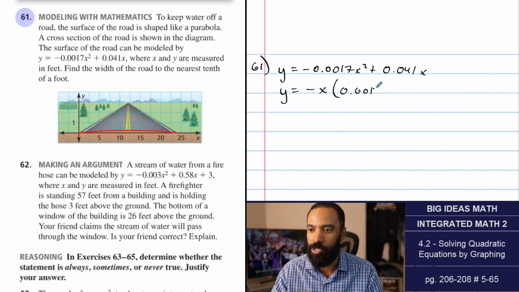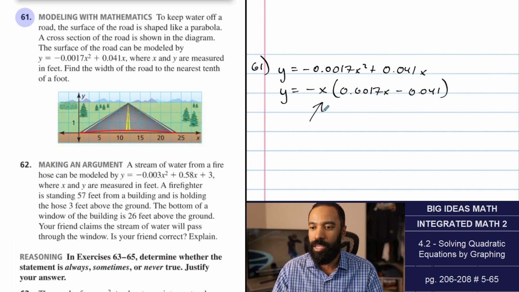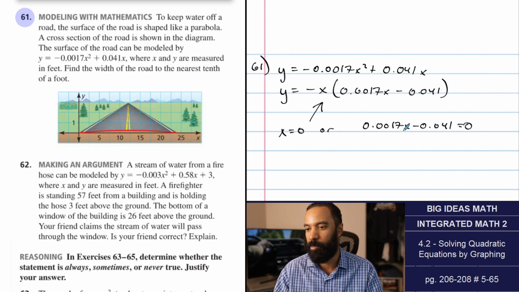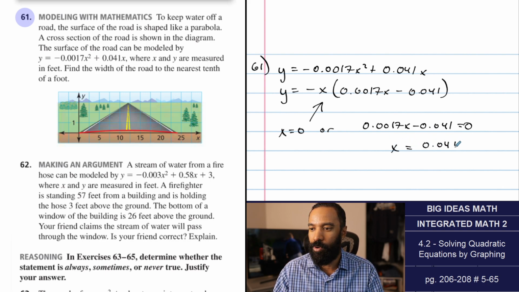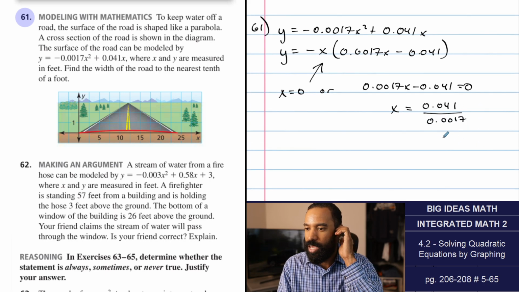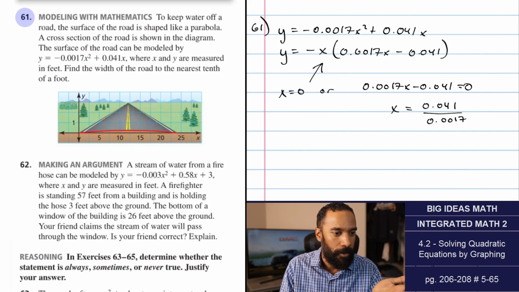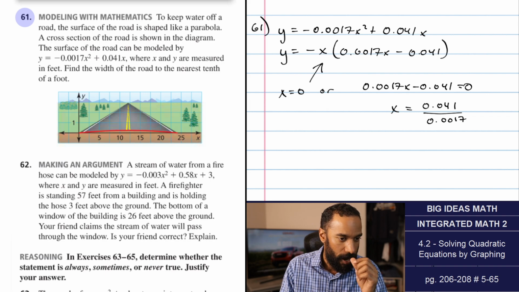Negative 0.0017x plus 0.041. So either x equals 0 as an x-intercept, of course, or negative 0.0017x plus 0.041 equals 0. If we subtract 0.041 from both sides and divide both sides by negative 0.0017, then x is 0.041 divided by 0.0017. So this is the other answer here. Now, what is that value? Let me calculate that. That part I don't know. But that's what your graphing calculator would do.